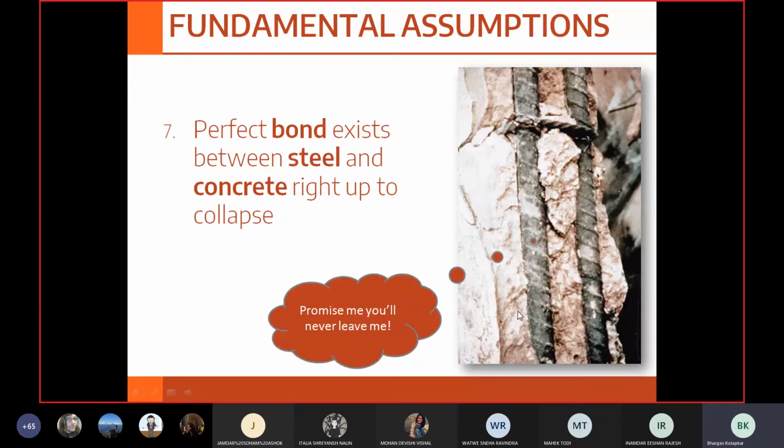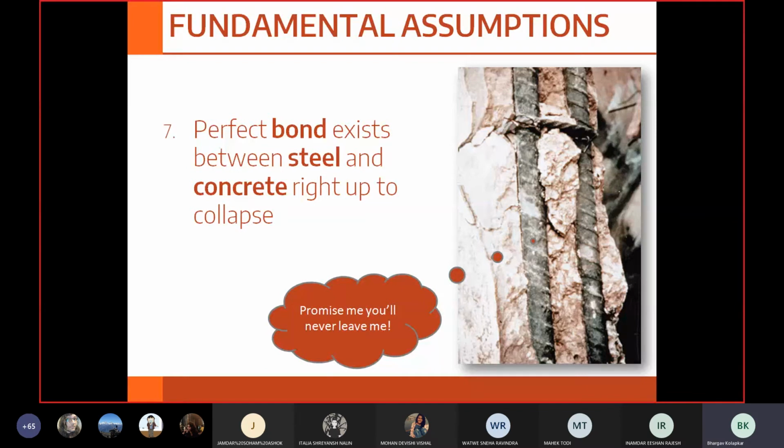That's it. A more important assumption: perfect bond exists between steel and concrete right up to the collapse, because only if there is bond, only then there is going to be a transfer of strains. If there's no bond, concrete would be left alone to take tension. It will not be able to transfer the tensile stresses to steel. So it will be like using plain concrete if there's no bond. So there has to be a bond.